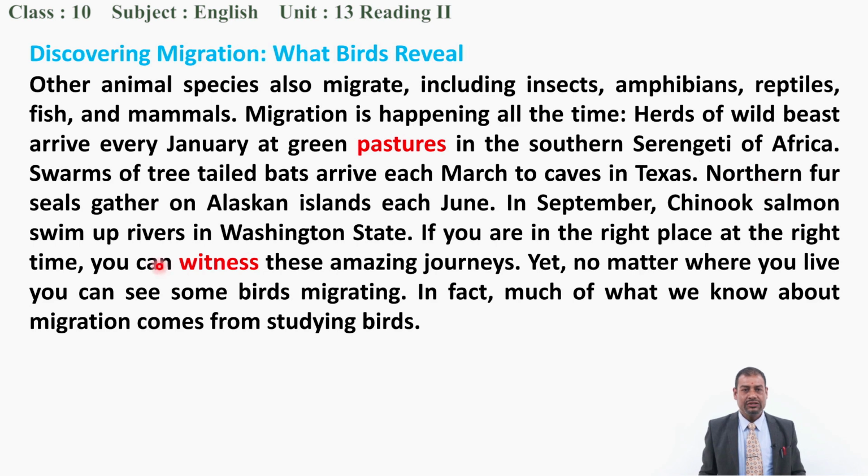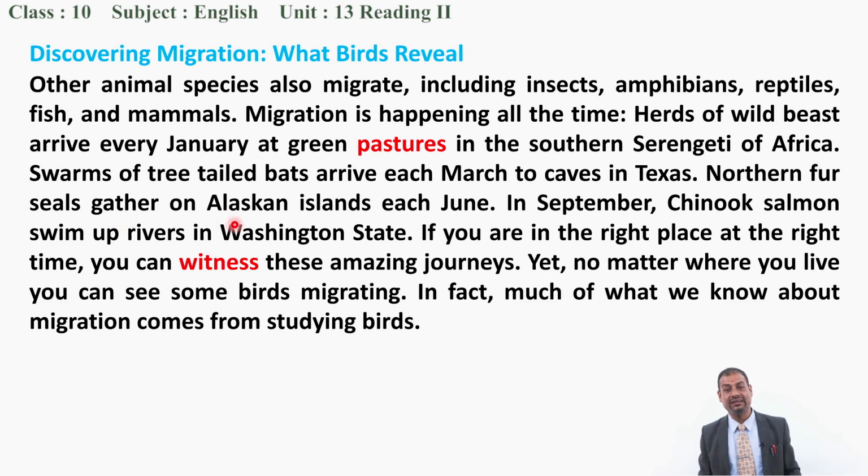Now, likewise, swarms of tree-tailed bats arrive each March to caves in Texas. Now, bats, it's a kind of bird, you know. We say chamgadar. So, they arrive each March to caves in Texas. There are caves in Texas, okay, a state of America, and bats also migrate there. Northern forest seals gather on Alaskan islands each June. So, you can find again northern forest seals, a kind of creature, okay.